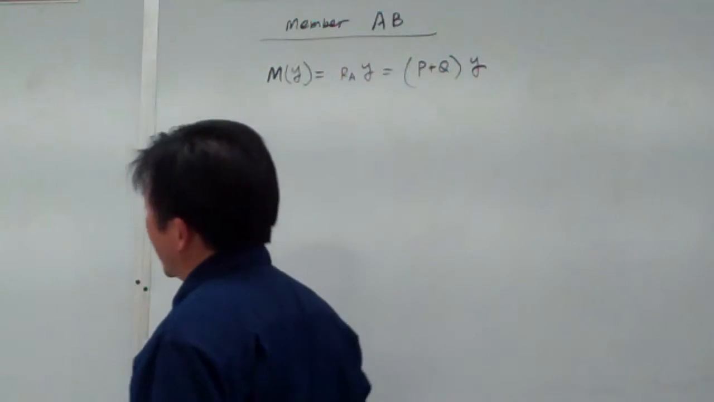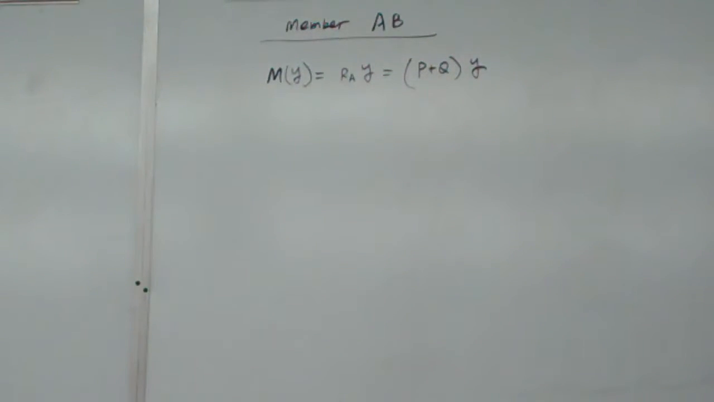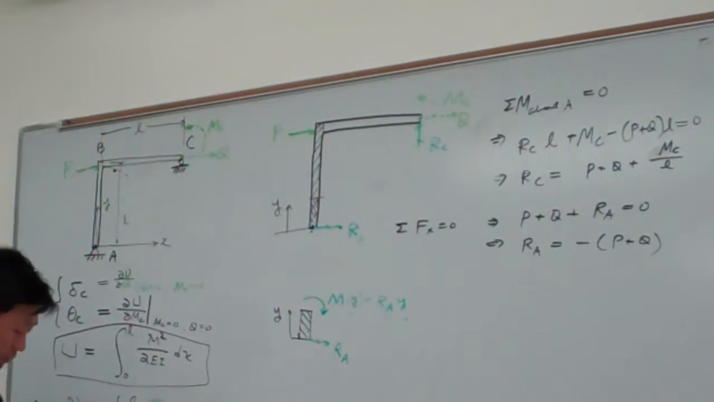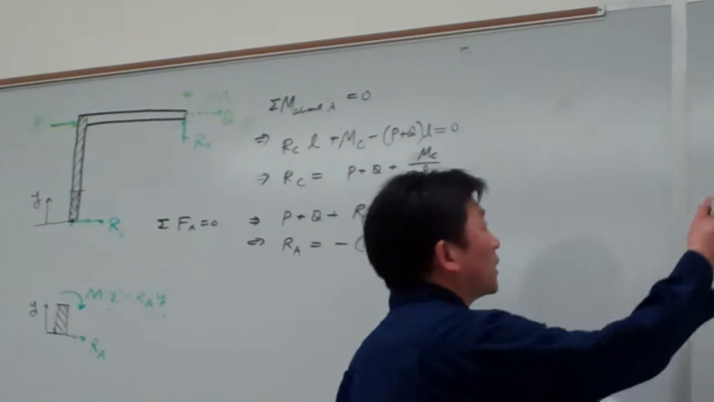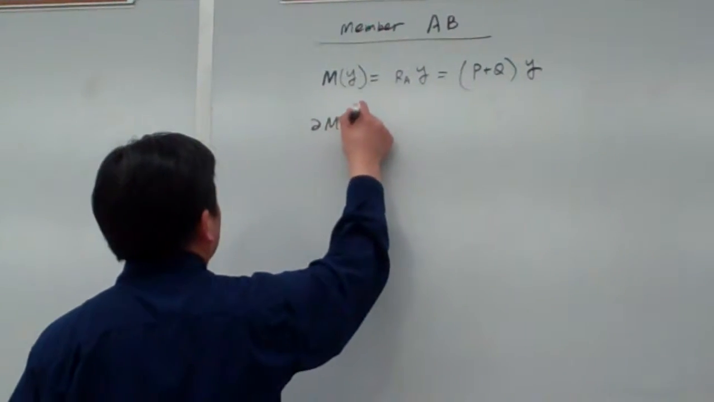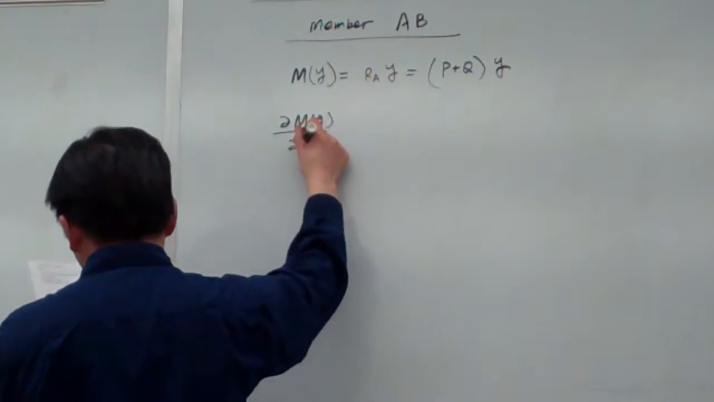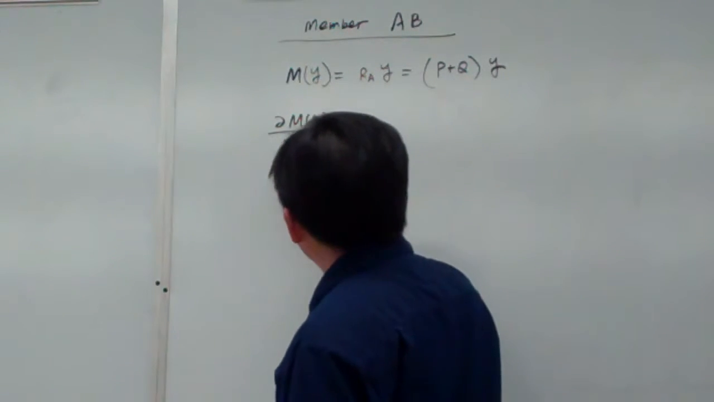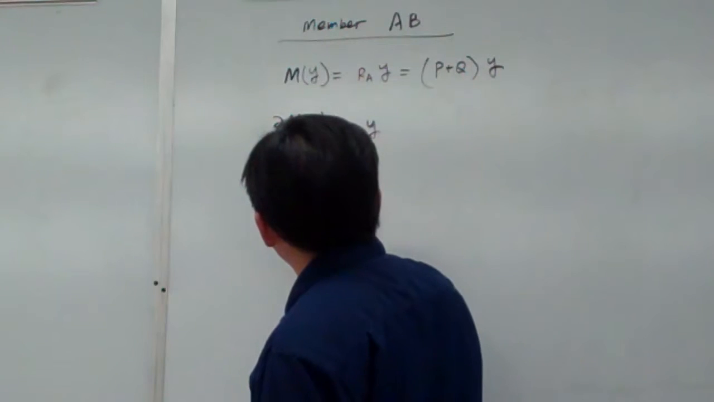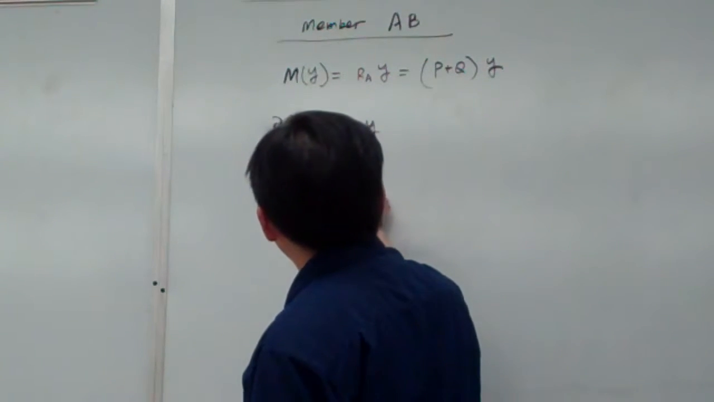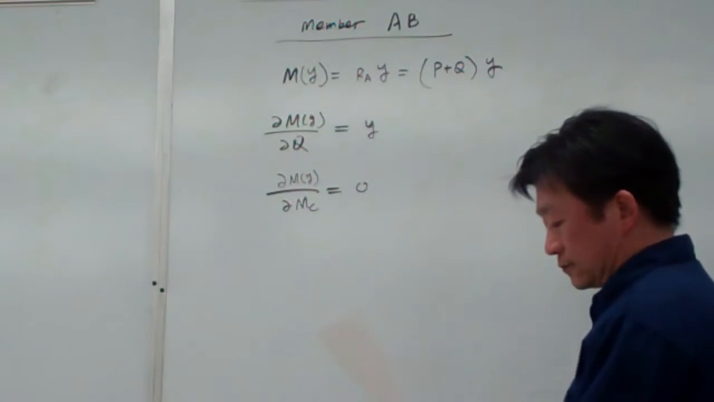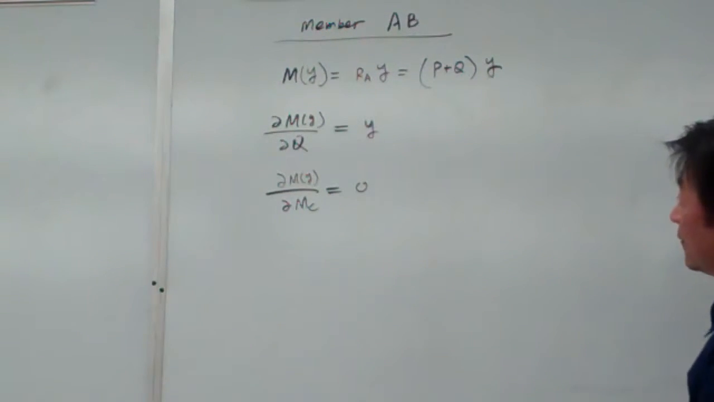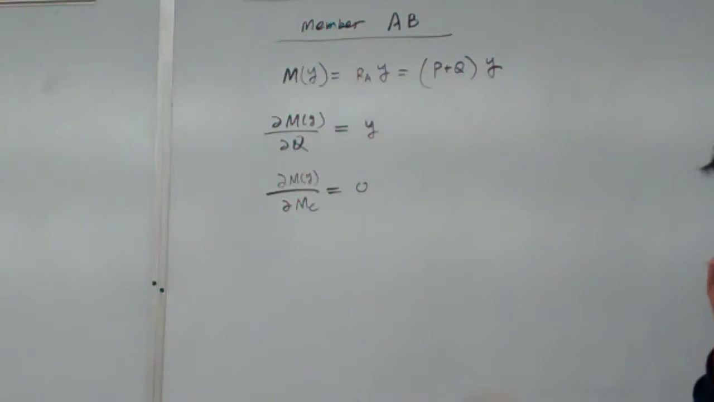Okay. And also we need the partial derivative with respect to each term. So for this case, partial M over partial Q will be equal to 1, and partial M over partial MC will be equal to 0.